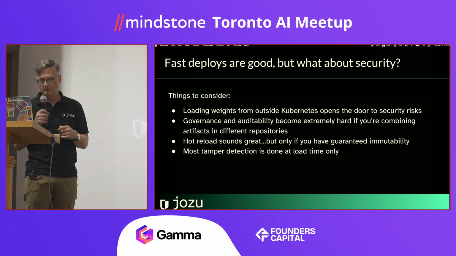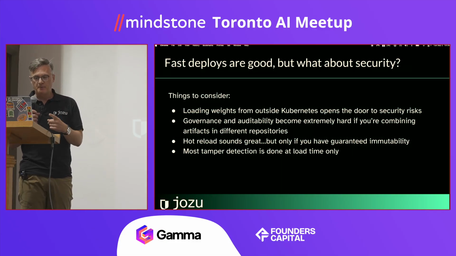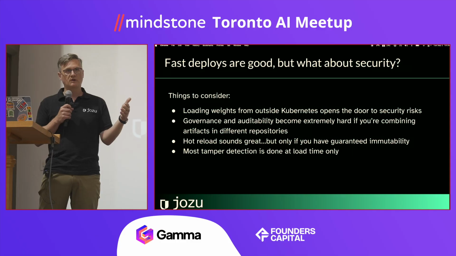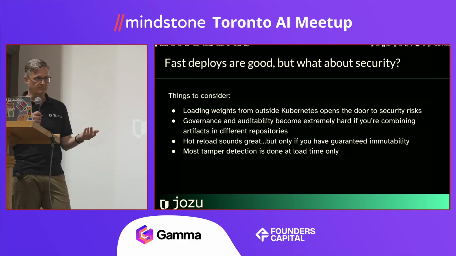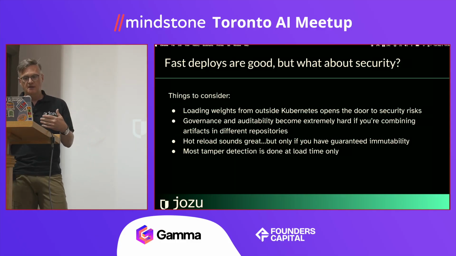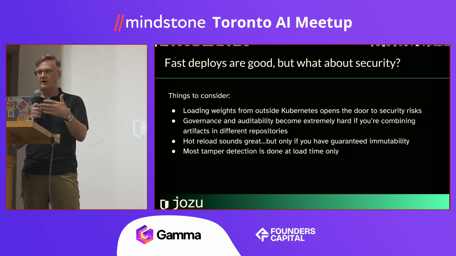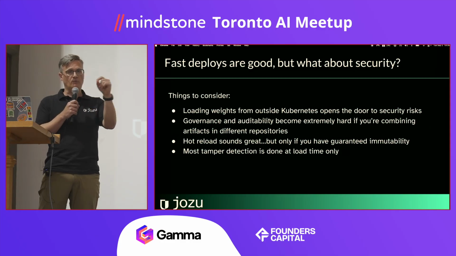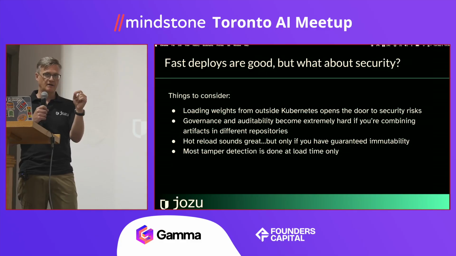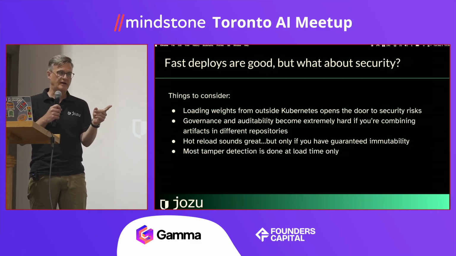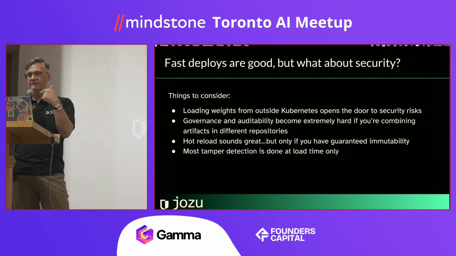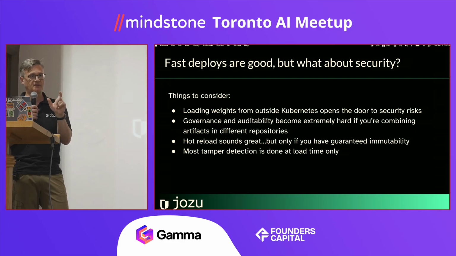Hot reload I talked about a little bit. The other thing to keep in mind, and this is a little bit tricky because, again, for non-AI workloads, it really isn't the big deal, but it is much bigger for AI. Tamper detection tends to be done only at load time. It is not done at runtime. So for example, when you do a hot reload, there is no check to make sure that that hot reload has not been tampered with. If you do a rollback, there is no default check to make sure that it has not been tampered with.